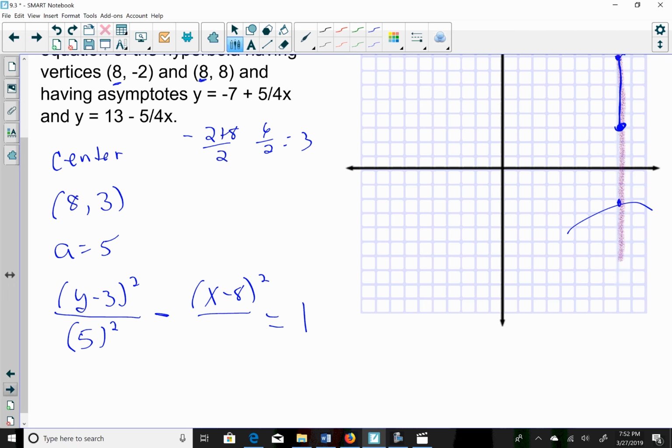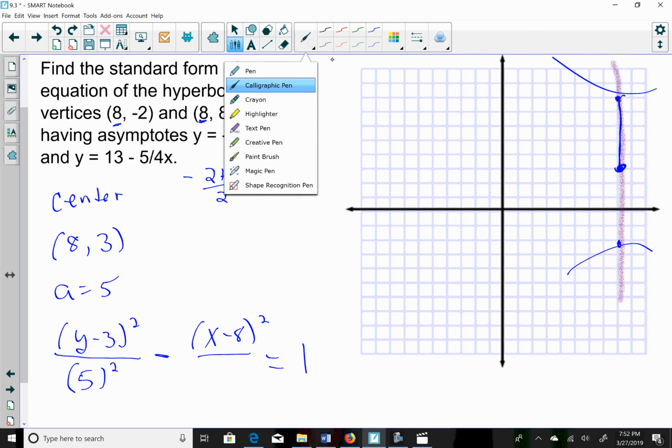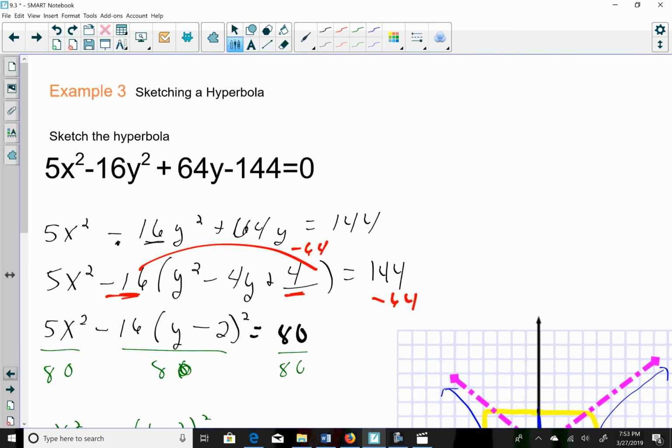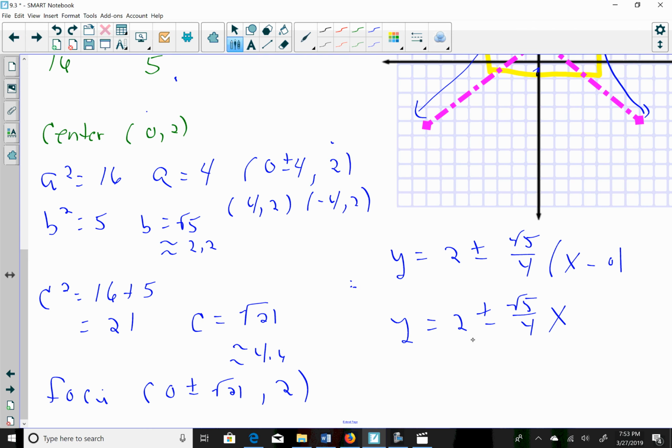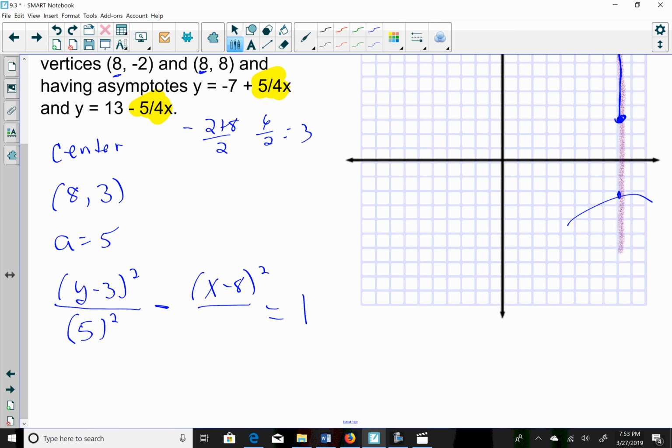Now they gave me 2 asymptotes. All I really care about from the asymptotes is what the slopes are. So see here, this slope is 5/4. This slope is -5/4. And that should make sense to you, because when we wrote the equation back here, we just wrote it as plus or minus. So one would be 5/4, the other one would be negative 5/4. So this one, my slope is 5/4. And that's what I care about.